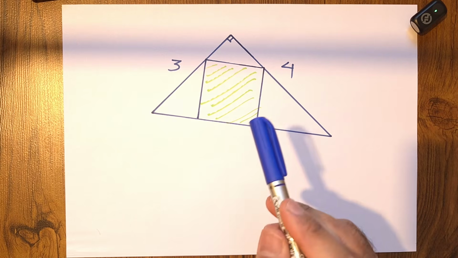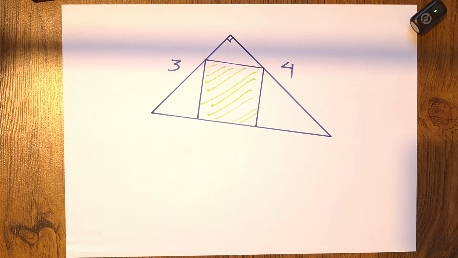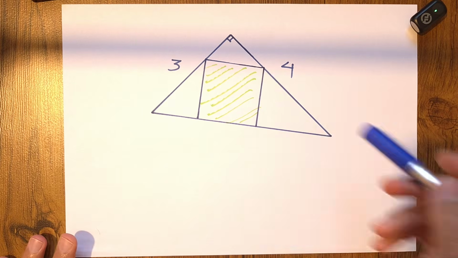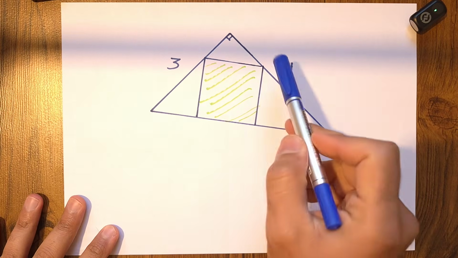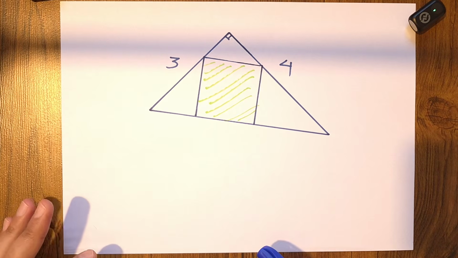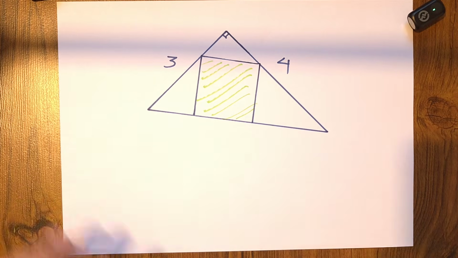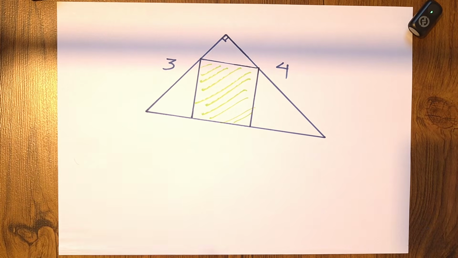You are asked to find the area of this inscribed square inside a right triangle with sides 3 and 4. Obviously, you know this one based on Pythagoras, but we'll talk about it in a minute. What is the area of this inscribed square? So now let's talk about it.